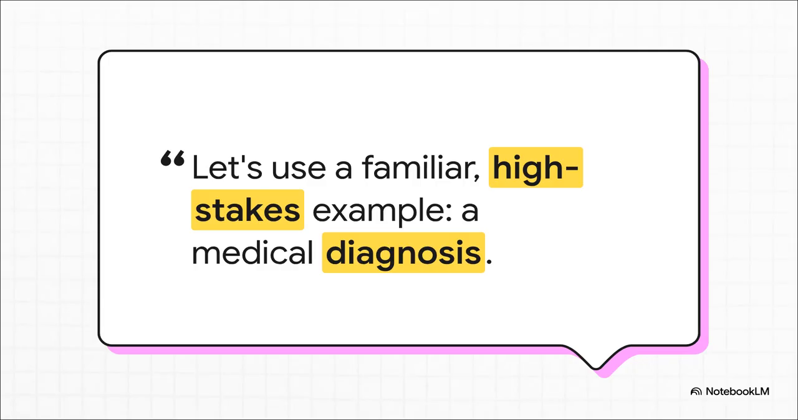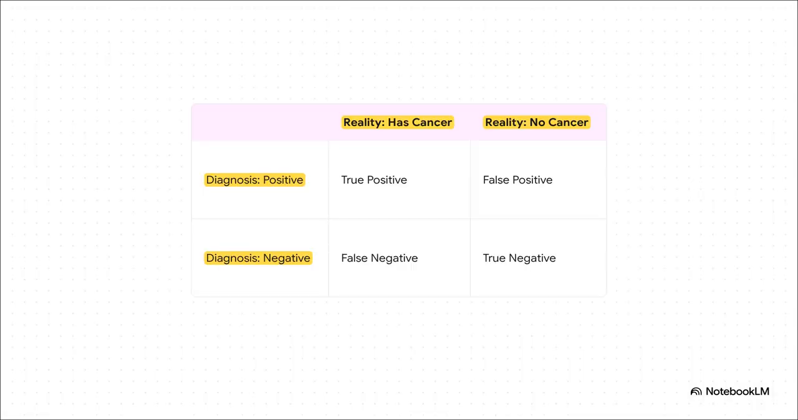To make this super clear, we're going to use an analogy that's pretty high stakes and something we can all understand, a medical diagnosis, let's say for cancer. This is a perfect way to frame how we think about accuracy. This little chart breaks down every single possible outcome.